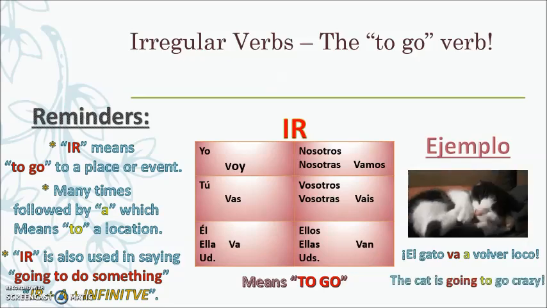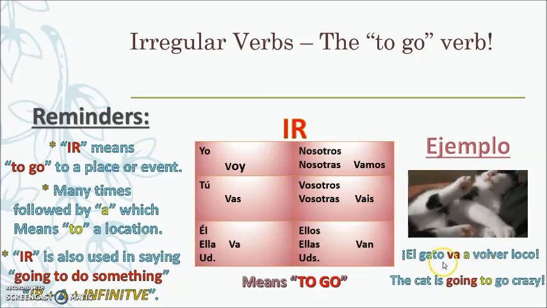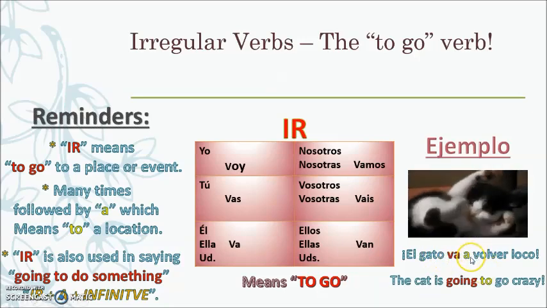The cat is going to go crazy. So you see ir here is conjugated for the cat and followed by a because it's going to go crazy.